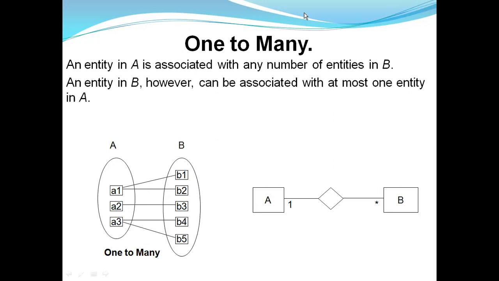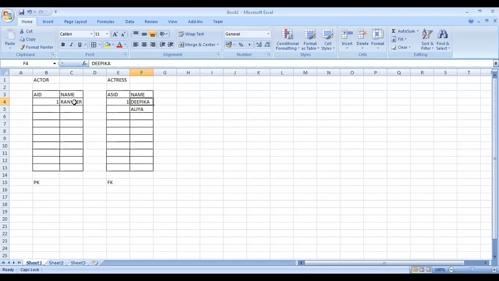And if we look at this in an example, now let's say in another movie, Ranveer has an actress, Alia. So in that case, what will be Alia's actor ID? That will be the 1. So here, Deepika is also related with Ranveer. Alia is also related with Ranveer. So Ranveer is related with more than 1, but from the actress side, they are related with the 1. That will be 1 to many.